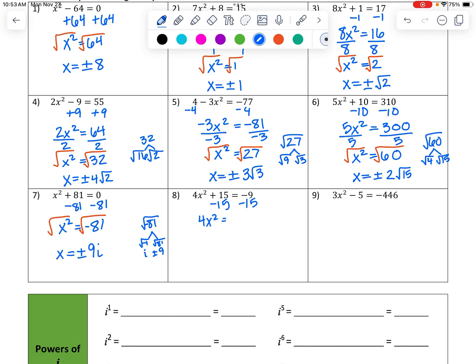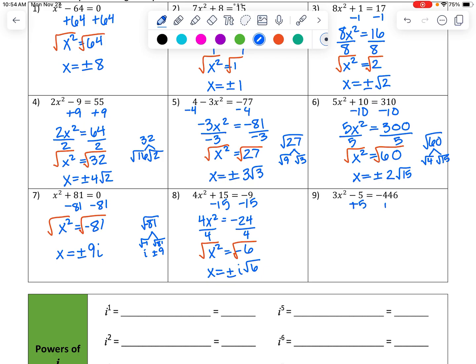So I have negative 9 minus 15 is negative 24. And we divide. So I'm getting x squared is equal to negative 6. And I'm square rooting both sides. I see that I'm taking the square root of a negative, so I know I'm going to have an i term in there. But the square root of 6, radical 6, will not simplify. So I have plus or minus i radical 6. So we're taking that negative out from underneath and putting an i in its place.